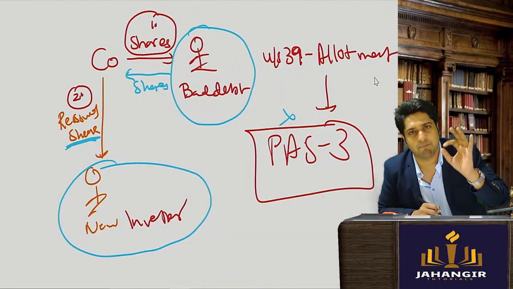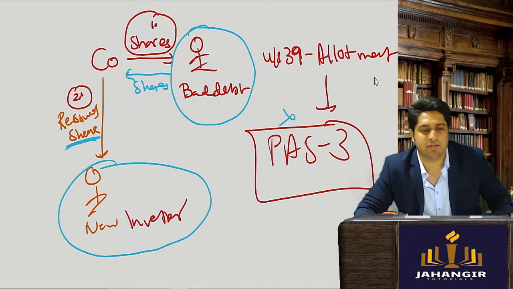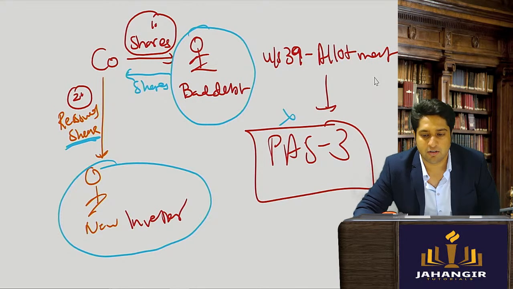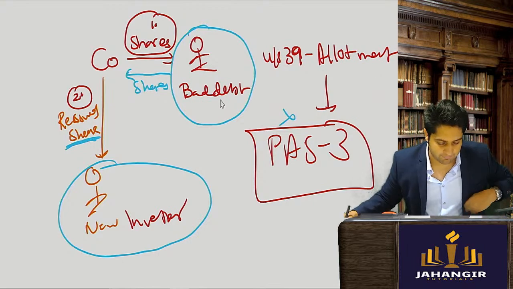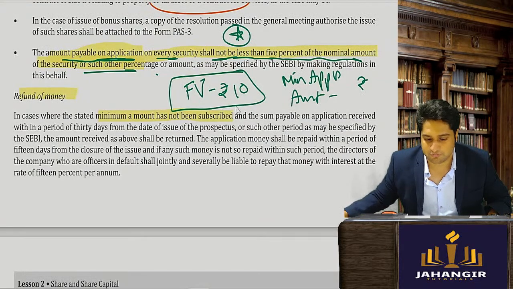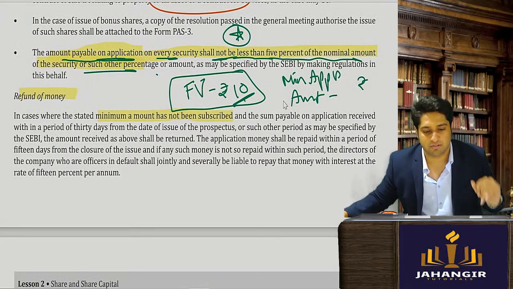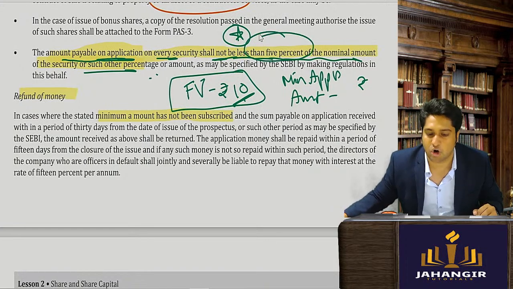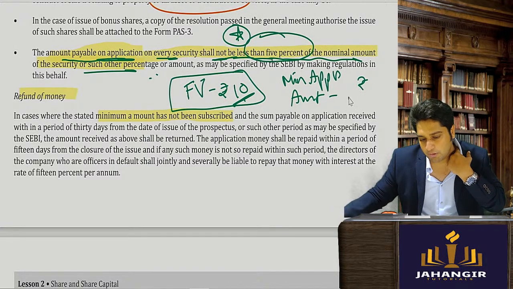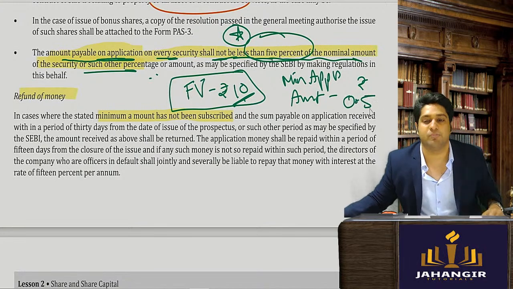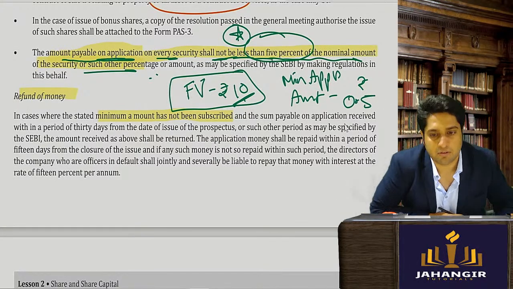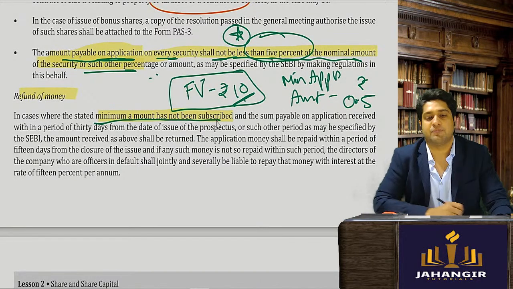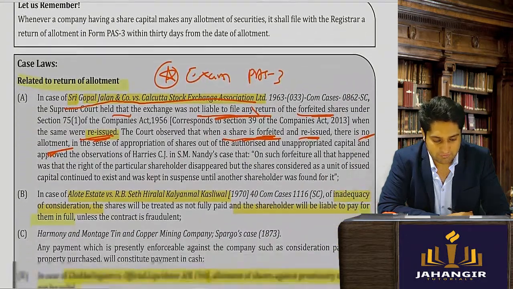So the company has to call the minimum application money first, then comes the first call, then the second call. Very good. Those who are saying 5 rupees, that would be 50%, and here we want only 5%, not 50%. So it would be 0.5 rupees. So read the question properly. If the minimum subscription is not received, everything will be refunded.